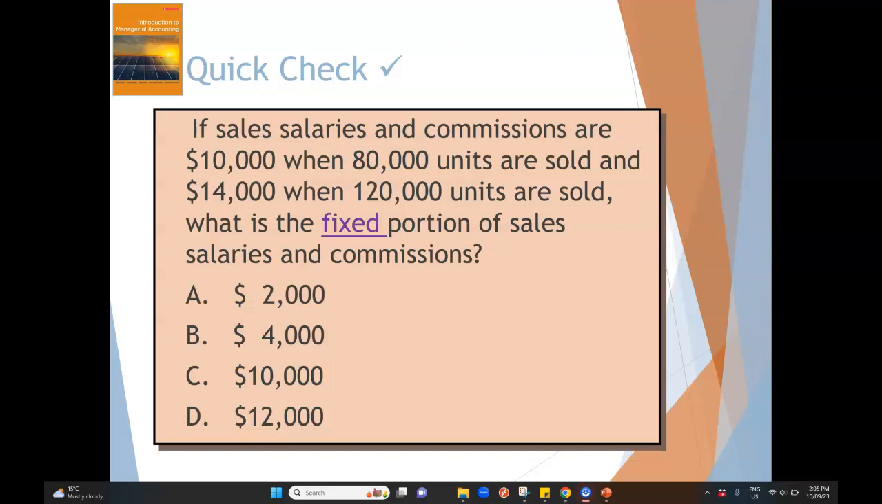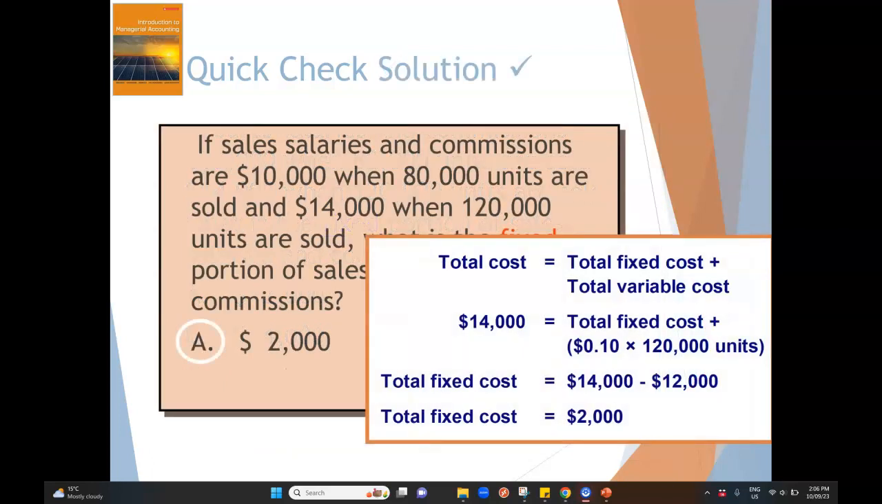If sales salaries and commissions are 10,000 when 80,000 units are sold and $14,000 when 120,000 units are sold, what is the fixed portion of sales salaries and commissions? A. 2,000, B. 4,000, C. 10,000, D. 12,000. The answer is A. 2,000.